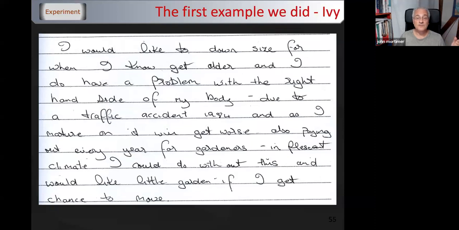What we found was, I would like to downsize for when I know I'm getting older and I have a problem with my right hand side of my body due to a traffic accident, and I'm getting on. It's getting worse, and every year I'm having to pay for my garden because gardeners have to come in, and increasingly they have to do my garden. So I live in a bungalow and I've got a nice garden. And in the present climate, I could do without this cost because I haven't got enough money to live on. And I would like a small garden if possible. So that's why I would like to move.